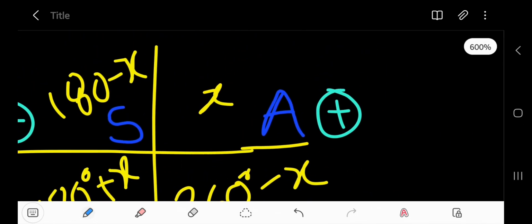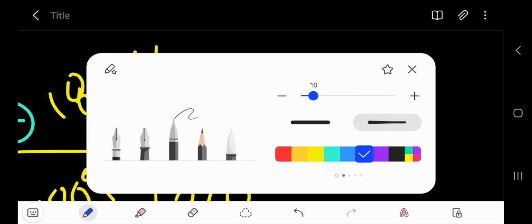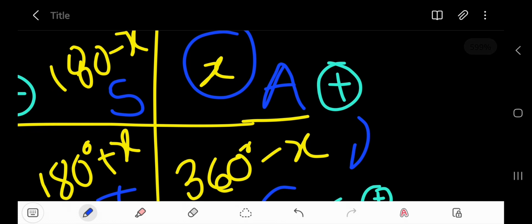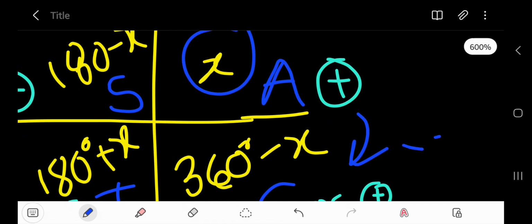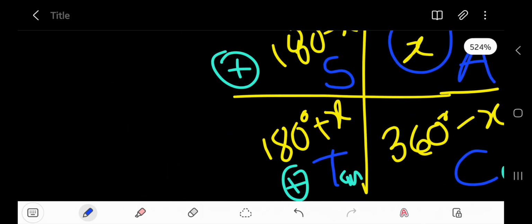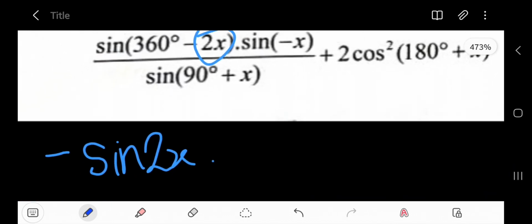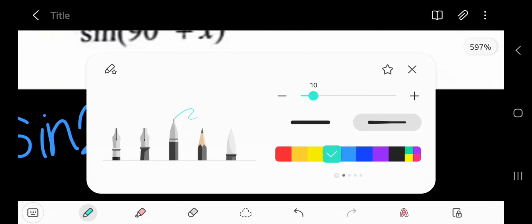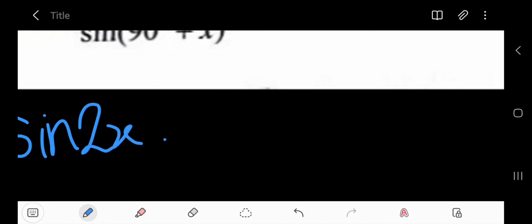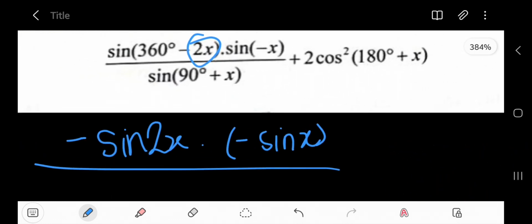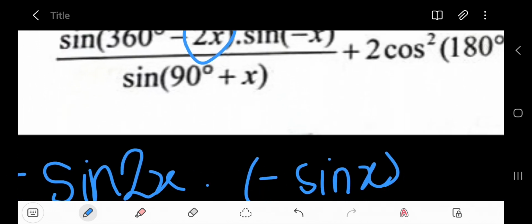Let's just think about it, guys. If this is x and it's positive x in the first quadrant, it means that if we go clockwise, this is just going to be negative x in the fourth quadrant. So negative x belongs in the fourth quadrant, and again in the fourth quadrant, sine is negative. So what we are going to have is what we had there multiplied by negative sine x, all over sine of 90 plus x.